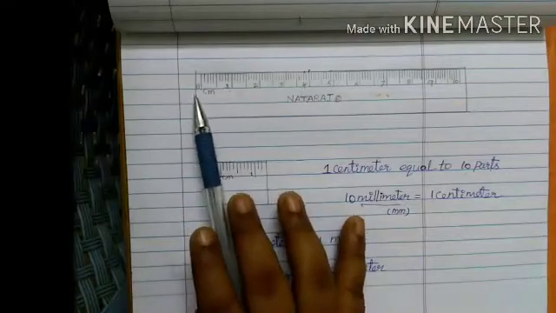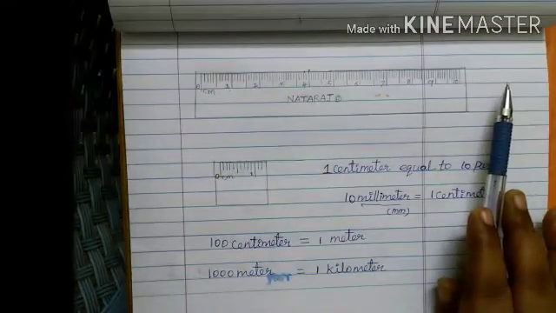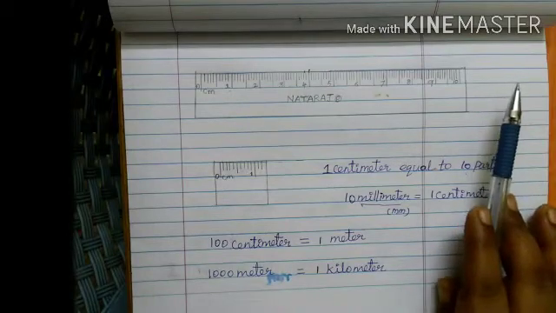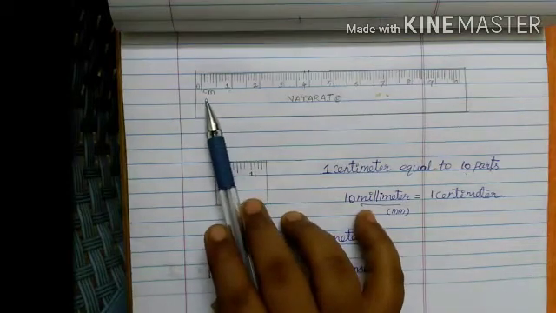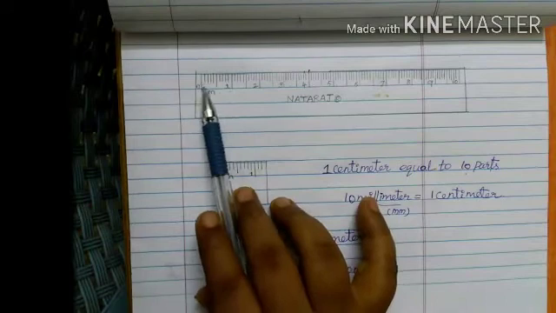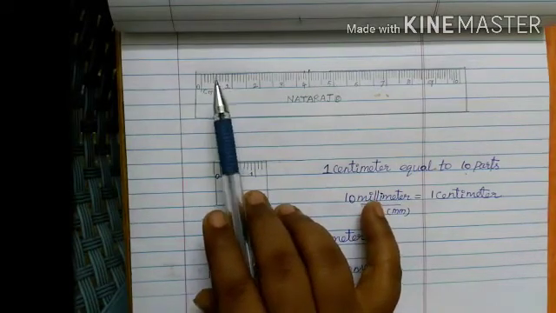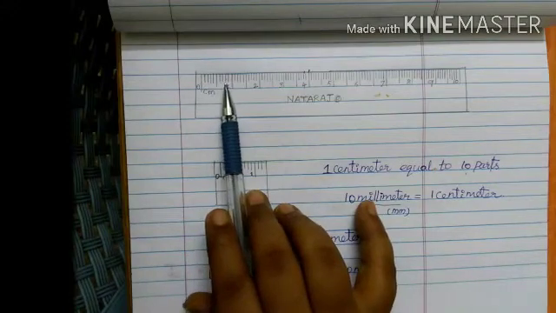The ruler starts from 0. The small scale is 15 centimeters, and the long scale is 30 centimeters. Here it is given as cm. Cm is called centimeter. So from 0 to 1, how many lines are there? 1, 2, 3, 4, 5, 6, 7, 8, 9.